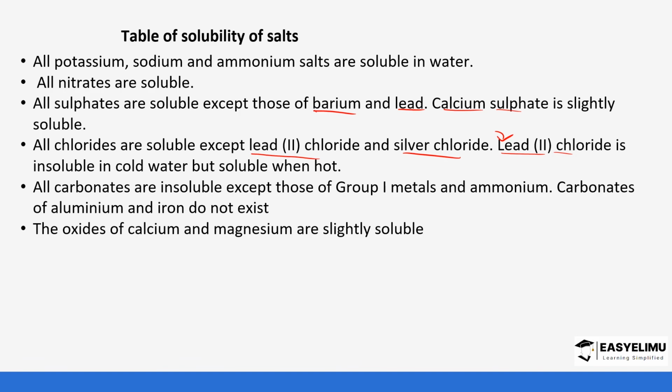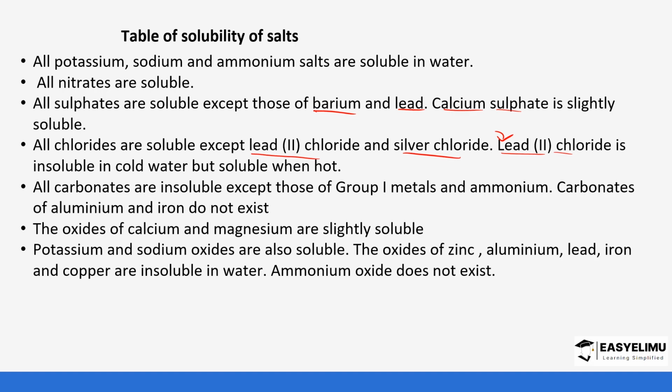And then the oxides of calcium and magnesium are usually slightly soluble. And remember, we mentioned this when we were discussing Form 1 reactions of metals with water. And then potassium and sodium oxides are soluble. Of course, we said all sorts of potassium and sodium are soluble. The oxides of zinc, aluminium, lead, iron, and copper are insoluble in water. Ammonium oxide does not exist.